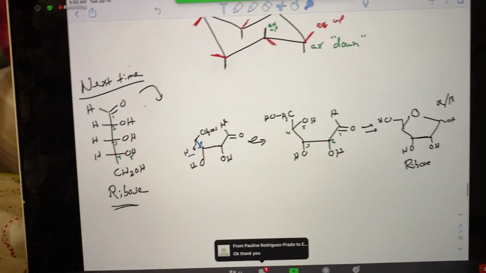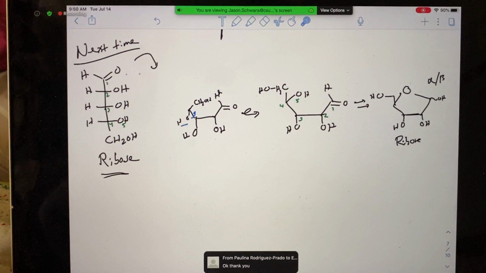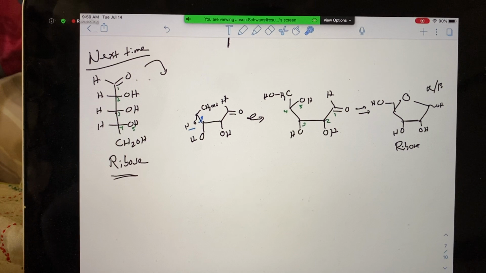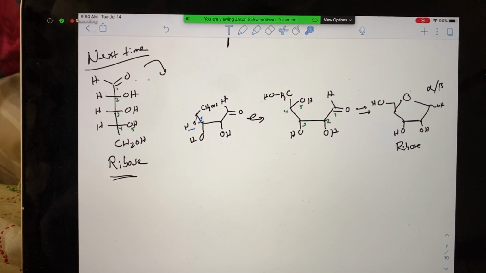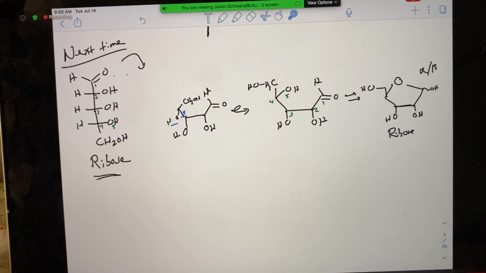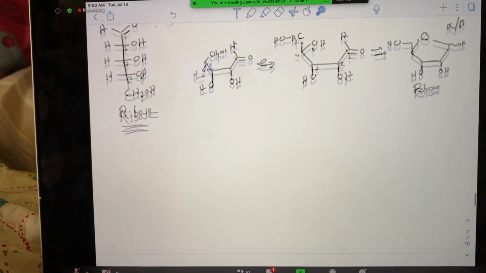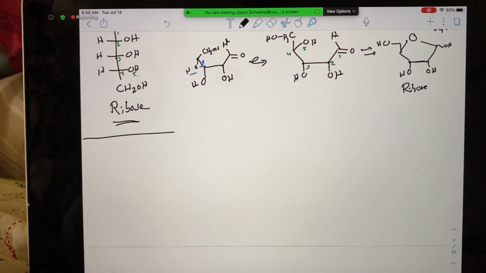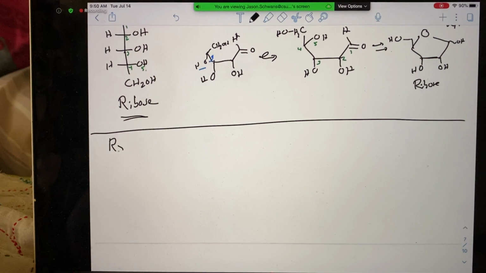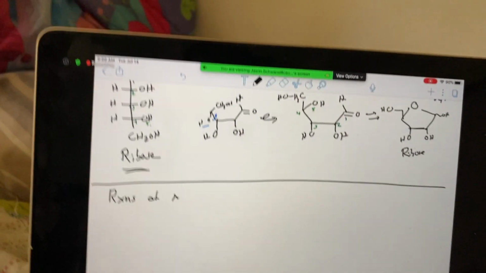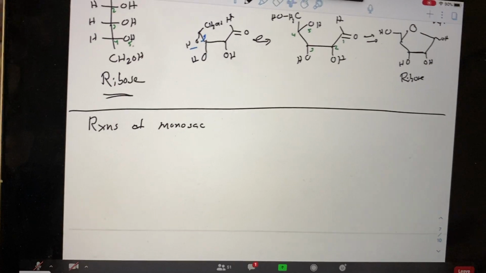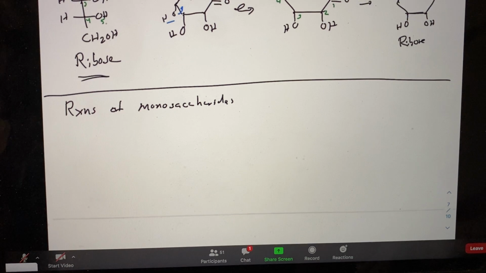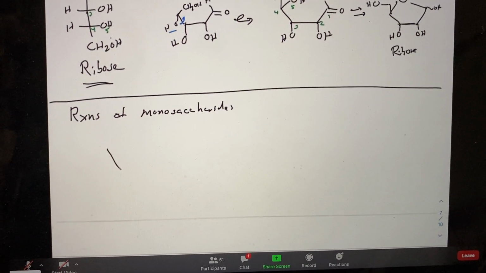All right. So that's ribose. So now that we've looked at the conformations of these different carbohydrates, let's take a look at some of the reactions here. Let's consider reactions of monosaccharides. There's a couple of common ones, but let's just look at one of them here.